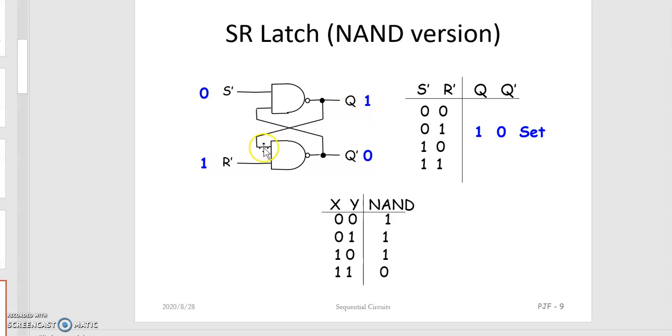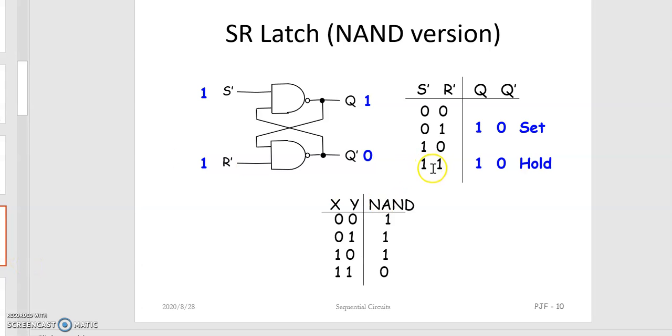Here, the same 1 is applied to this NAND gate, and another input is already 1, since the Q value is equal to 1. So 1, 1 gives the value 0. So if you apply S dash equal to 0 and R dash equal to 1, you get the output as 1, 0. This particular condition is referred to as the set condition. Set means the output value will be equal to 1.